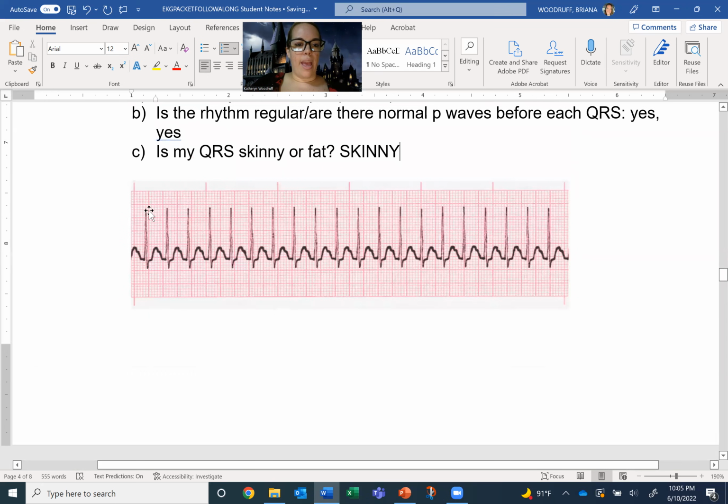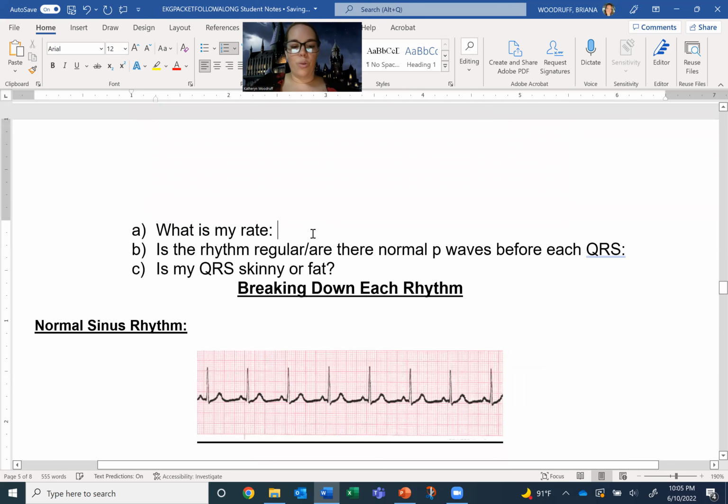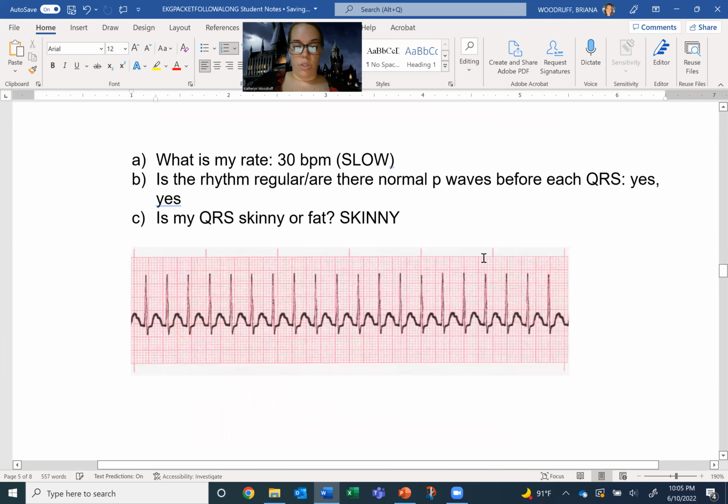So we've got a rhythm that looks kind of fast. Let's see. 1, 2, 3, 4, 5, 6, 7, 8, 9, 10, 11, 12, 13, 14, 15, 16, 17, 18, 19, 20. So 20 times 10, that is a rate of 200 beautiful beats per minute. That poor heart. And so is it regular? Looks pretty regular to me.